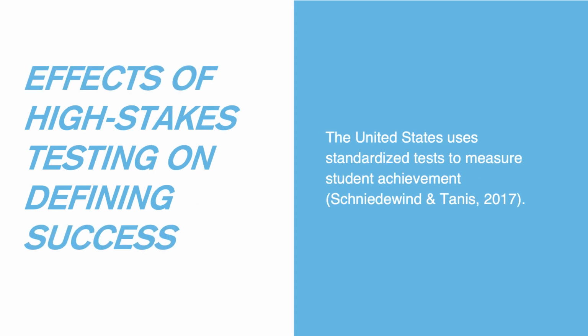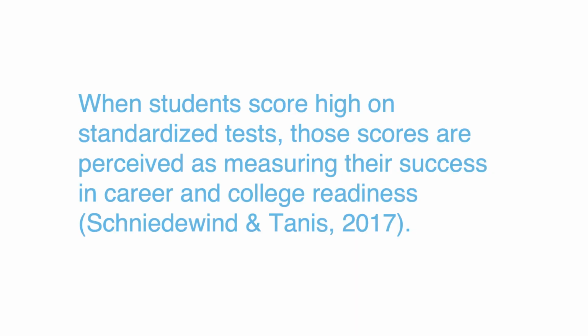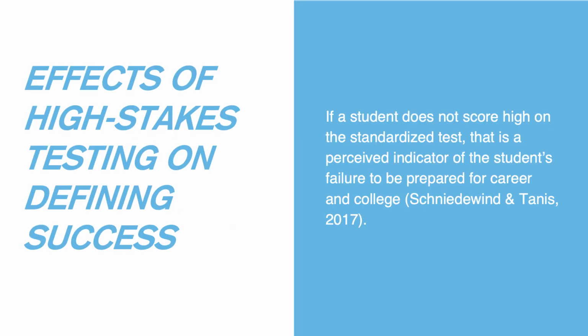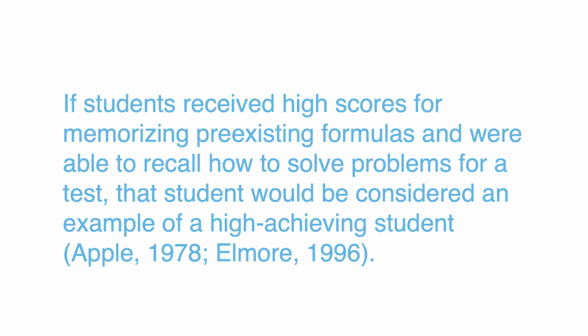Effects of high-stakes testing on defining success. The United States uses standardized tests to measure student achievement. When students score high on standardized tests, those scores are perceived as measuring their success in career and college readiness. If a student does not score high on the standardized test, that is a perceived indicator of the student's failure to be prepared for a career in college. If students received high scores for memorizing pre-existing formulas and were able to recall how to solve problems for a test, that student would be considered an example of a high-achieving student.